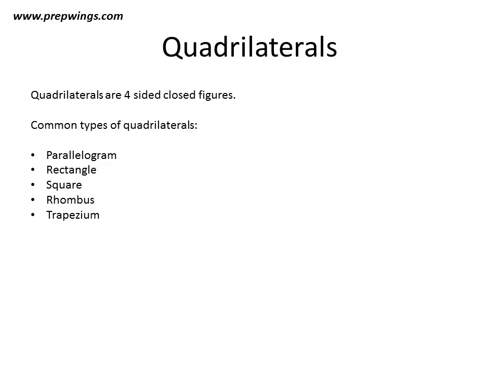Okay, in this video we'll talk about quadrilaterals. Quadrilaterals are four-sided closed figures. Some common types of quadrilaterals are parallelogram, rectangle, square, rhombus and trapezium. We're going to look at each one by one.